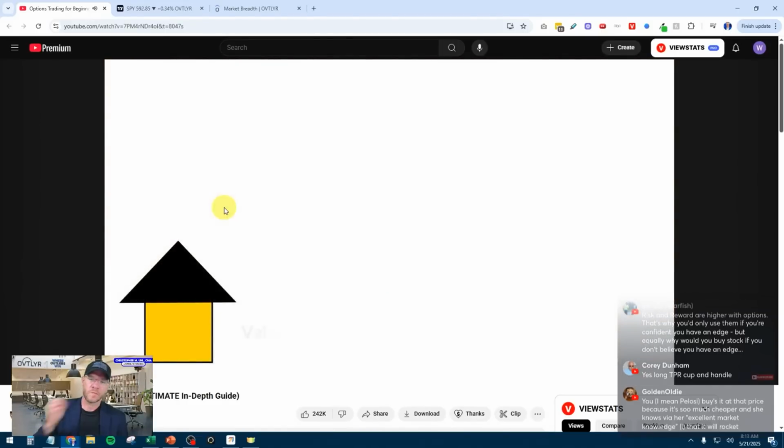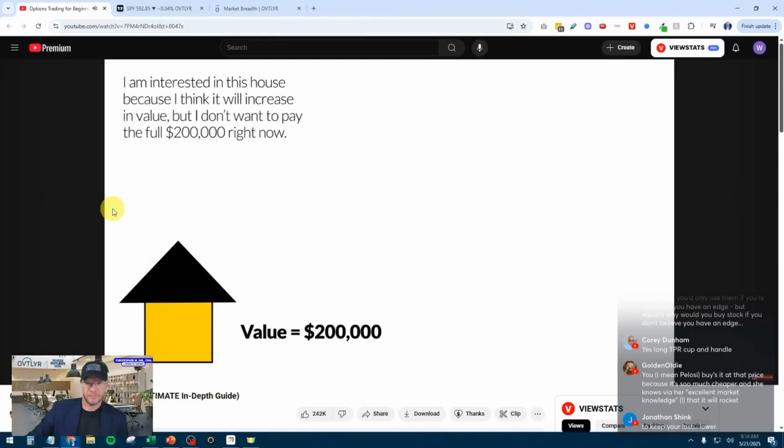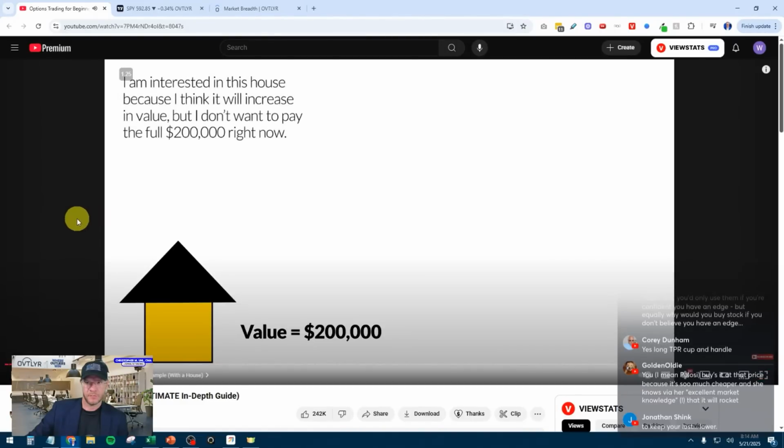Before an actual stock market example, let's explore what a call option does and how it works by using a very simple example. Let's imagine that there is a house and the current value of this house is $200,000. Now, I am personally interested in buying this house because I think that the value of the house is going to appreciate significantly over the next 2 years. But I don't want to buy the house right this second.